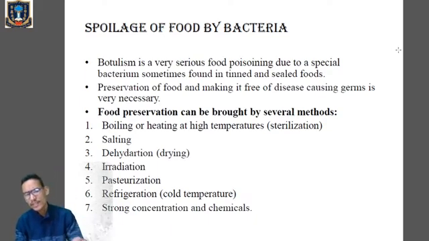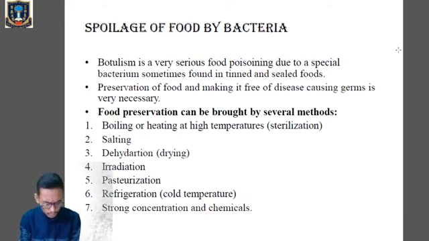Botulism is a very serious food poisoning due to a special bacterium found inside tinned food and sealed food. The affected cans get distended at their ends with gas, which gushes out on opening. Such suspected tins are completely discarded. Therefore, preservation of food and making it free from disease-causing germs is very necessary. We have to preserve food, and food preservation can be done by several methods. The first method is boiling or heating at high temperatures, which is also called sterilization.